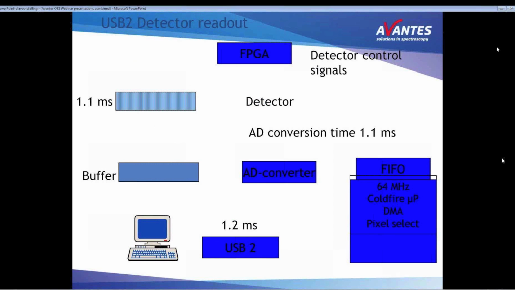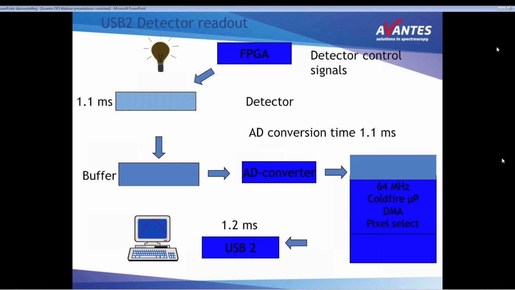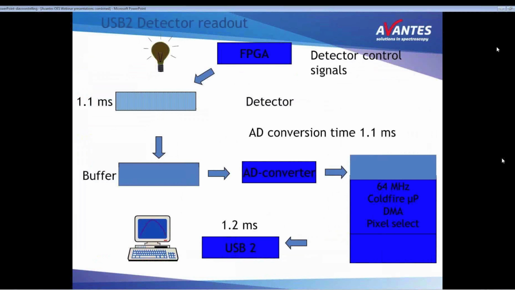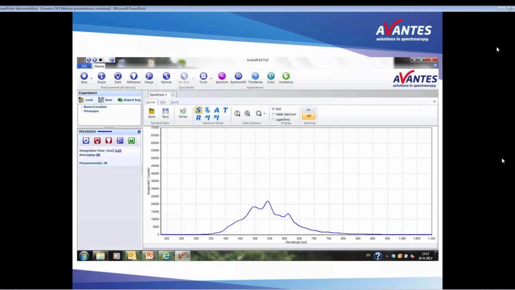In summary, this is what will happen inside a spectrometer. A light source will emit light. The spectrometer timing control will tell the CCD to gather the light during the integration time. And after the integration time, the light will be transported to a buffer, digitized by the AD converter, processed on the board, and transported through a USB cable to the computer, where it will display a spectrum on the screen.